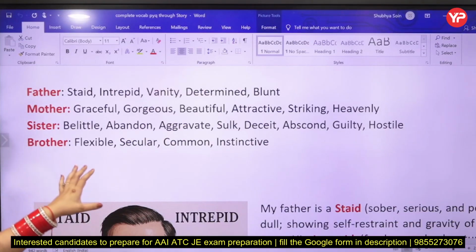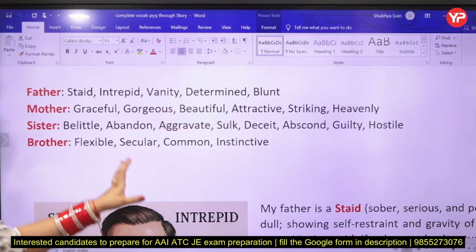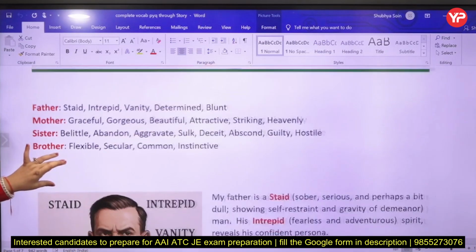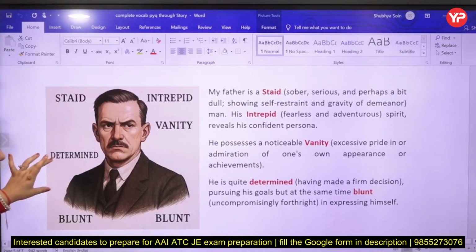Brother, who is very flexible, adaptable to new situations, secular, not confined to any religious boundaries, common, like every person, something very normal and instinctive, something natural, something inborn in someone, that is instinctive. Let's start with the story for a better memorization.